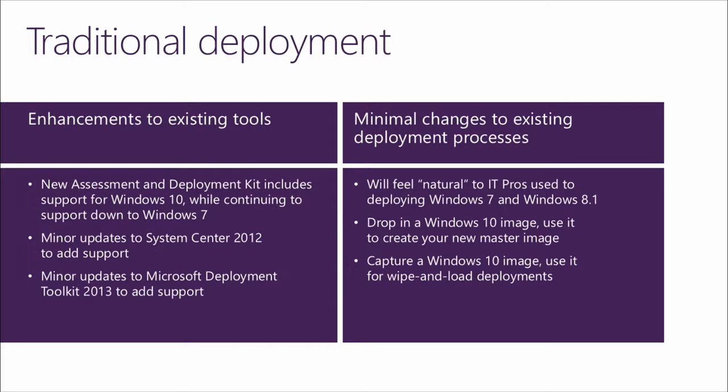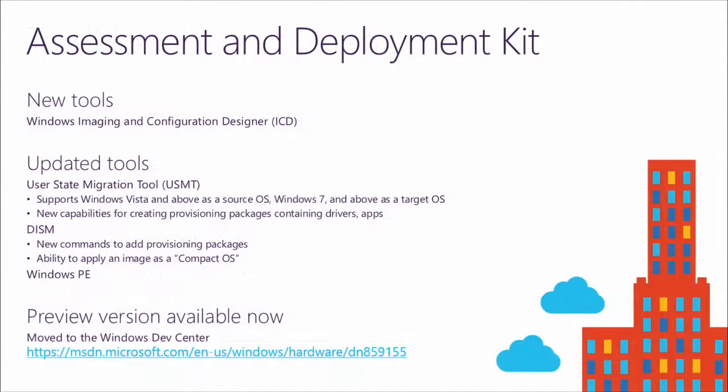In terms of the existing deployment process, it will feel very natural. Because if you're already deploying Windows 7, Windows 8 images using System Center, using MDT, the process really won't change. So it'll feel natural. You'll just drop in a new Windows 10 image and use it. You can capture Windows 10 and use it for wipe and load if you require. But the re-imaging instead of the wipe and load is something that I'm getting more of a feel for. And that's important, right? You still want to have choice. If you still deploy via MDT or through System Center, you still want that availability to you, right?